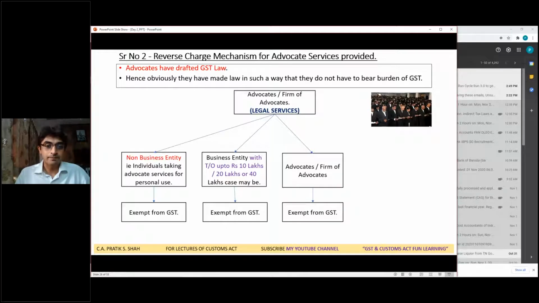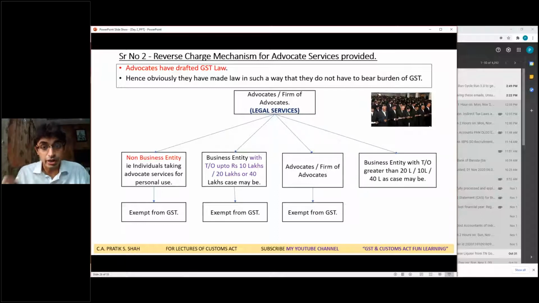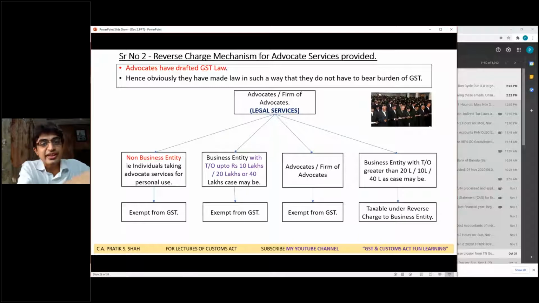And last one. Suppose I am an advocate and you are a big business entity. Very big business entity, turnover in crores. You take consultancy and legal services from an advocate. Business entity, turnover above 20 lakh rupees. Now I charge you 5,000 rupees. On this 5,000, you know who will pay GST? Boss, you will pay GST under reverse charge mechanism.